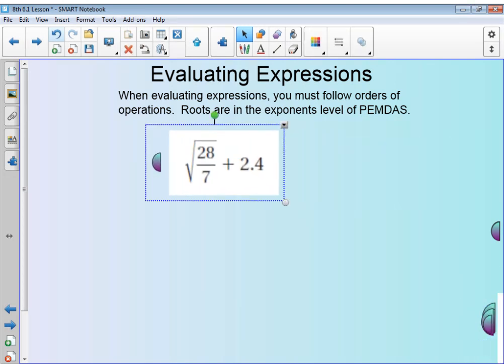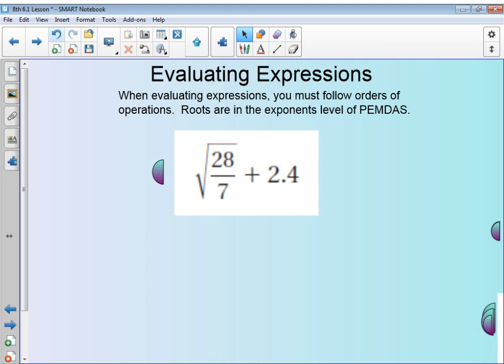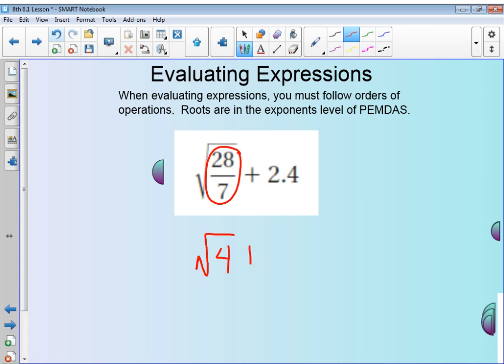Okay, so let's try this one. So ask yourself first, can you reduce that 28 over 7? Can I reduce that down? Okay, so let's simplify that. Can I reduce this down? Yes, that would give me 4. So now I've got the square root of 4 plus 2.4. Okay, so my square root of 4 is going to give me 2, and 2 plus 2.4 is 4.4.